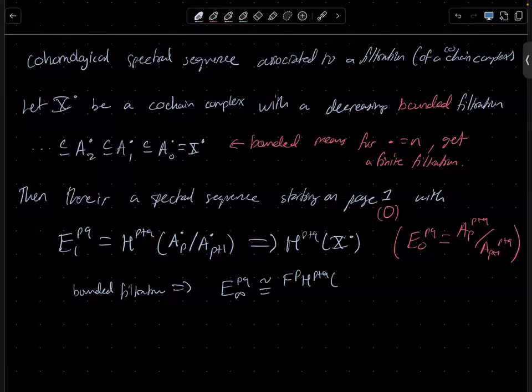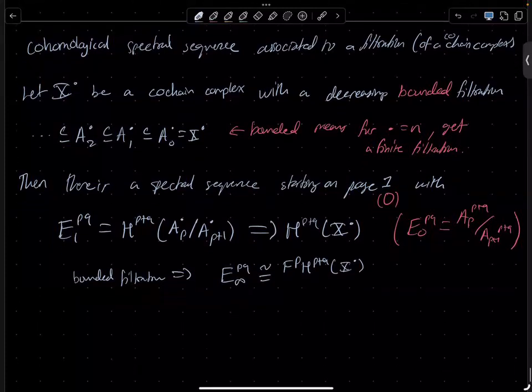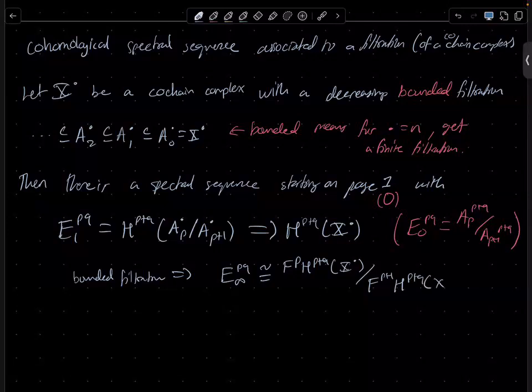Oh, okay, yeah, right. It should be X bullet here, right? So there's a filtration of the HN of X bullet, and then the E infinity terms meet these quotients. So FP plus 1, HP plus Q, X bullet. Okay.